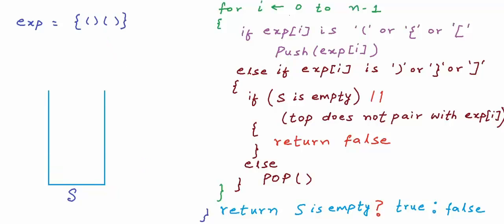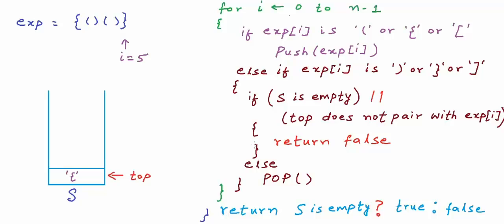Okay, now let's go through this one. First we will have a push. The next one will also be a push. Now next one is a closer of parenthesis, which pairs with the top of stack, which is opening of parenthesis. So we will have a pop. We will go to the next character, and this one once again is an opening parenthesis, so there will be a push. Next one is a closing parenthesis, and the top is an opening parenthesis. They pair, so there will be a pop.